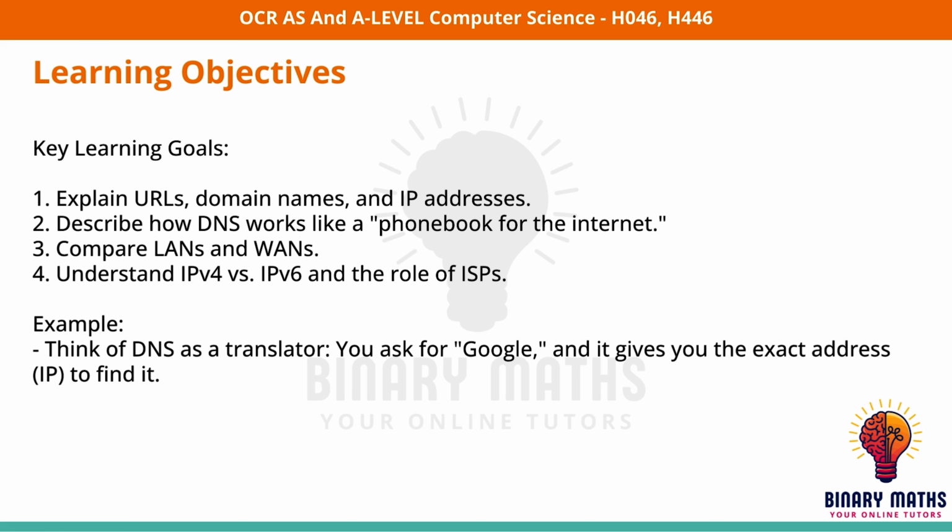By the end of this video, you'll be able to decode URLs like a pro and explain why we don't just use IP addresses. You'll be able to describe how DNS works. It's like the internet's GPS, guiding data to the right destination. You'll be able to compare LANs, which is your home network, and WANs, the global internet. You'll be able to understand why IPv6 is saving us from an internet address crisis. So let's get started with a real-world puzzle.